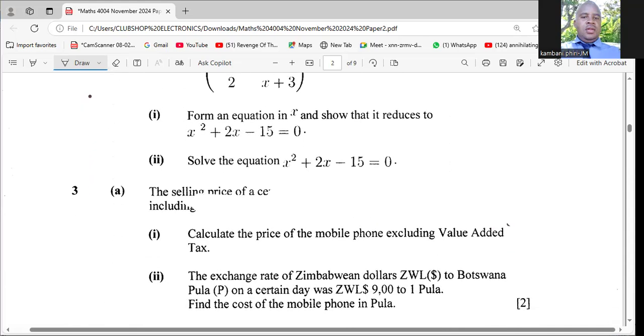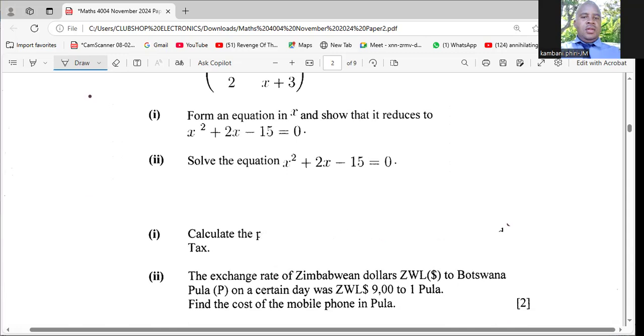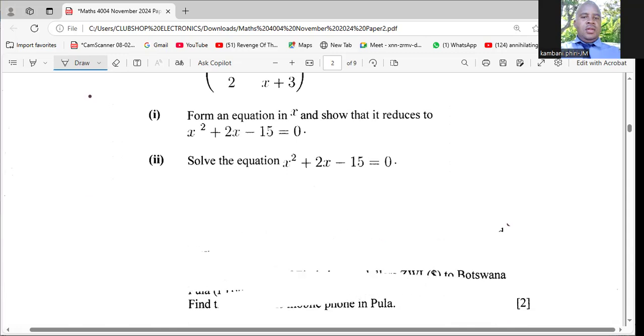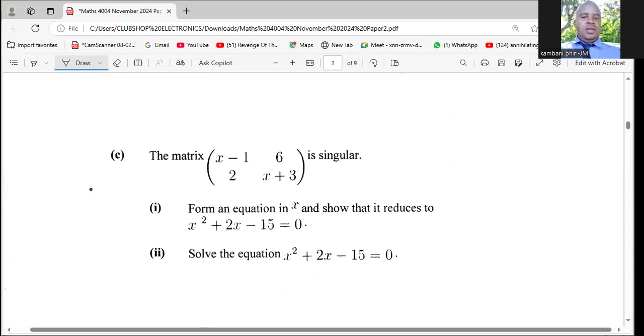Okay, also it is question 3. I'll come back to it, no problem. Good. I have sufficient space to deal with this.